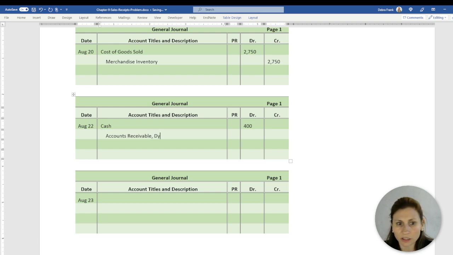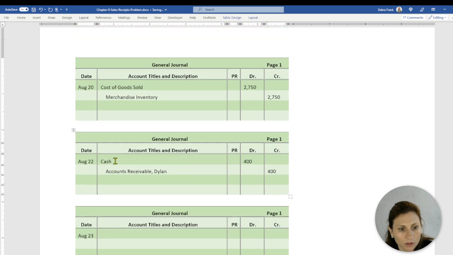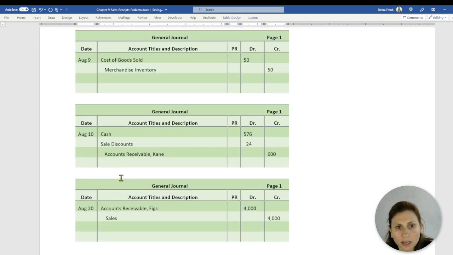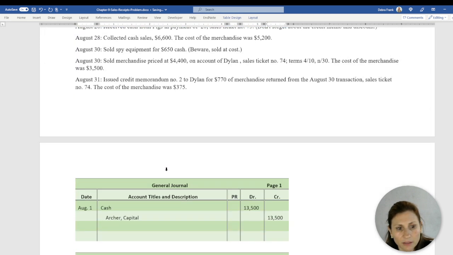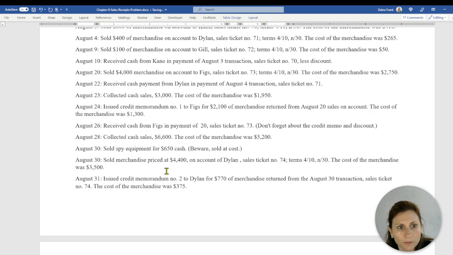And that was for Dylan. All right, so now we have August 23rd, it looks like. So let's go ahead and go back there to August 23rd.